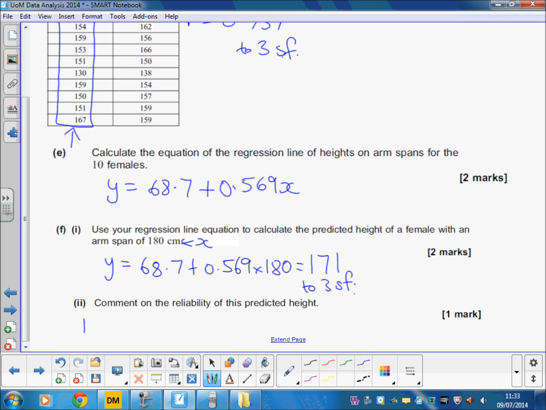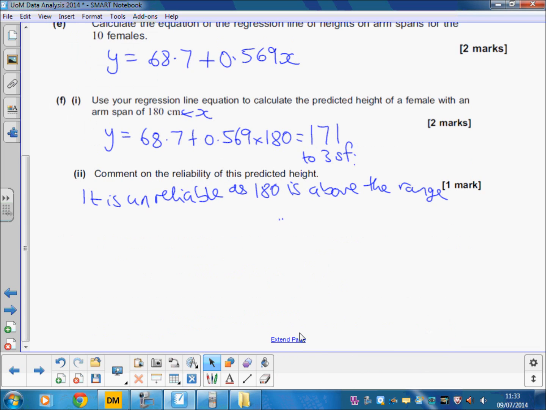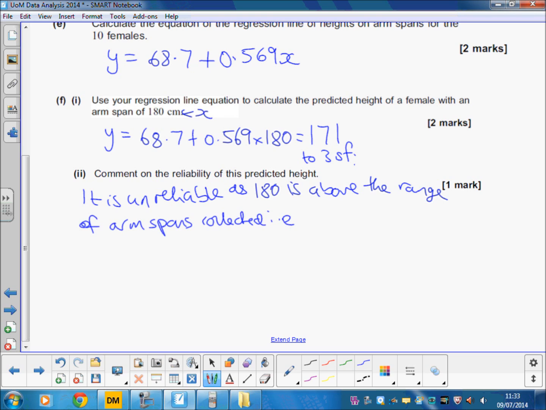So it is unreliable as 180 is above the range of arm spans collected. It's always good to get the proper word in. That's extrapolation.